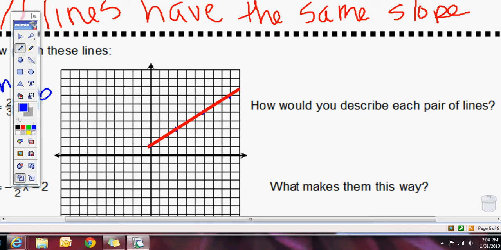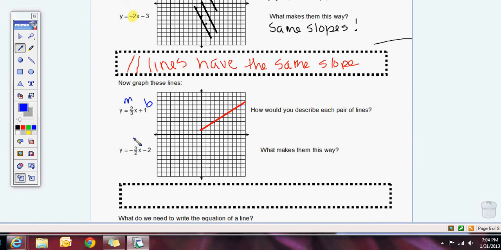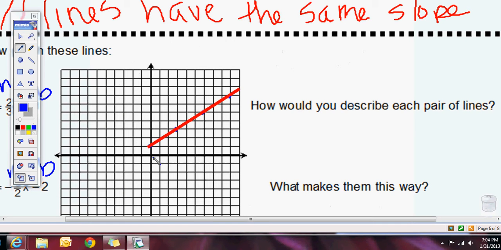Now I'm going to zoom out here and let's look at this line. So here's my m and here's my b. So I'm going to start at -2. So I'm going to go down 2. And my slope is a little different this time. So this time I'm going to go down 3 over 2. Or up 3 over this way too. 3 over 2. And then draw my line.